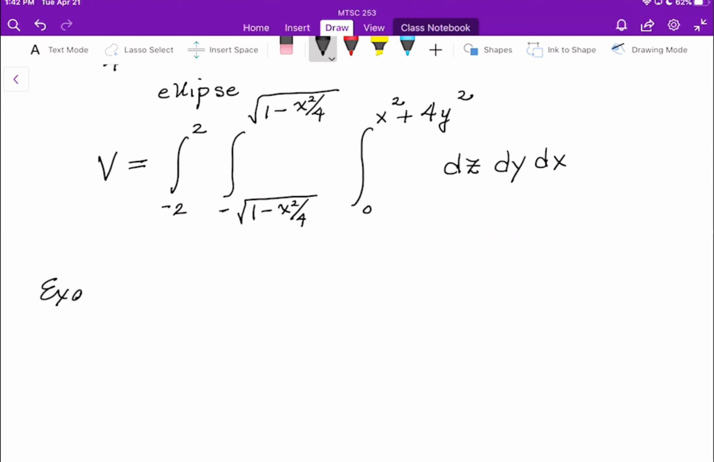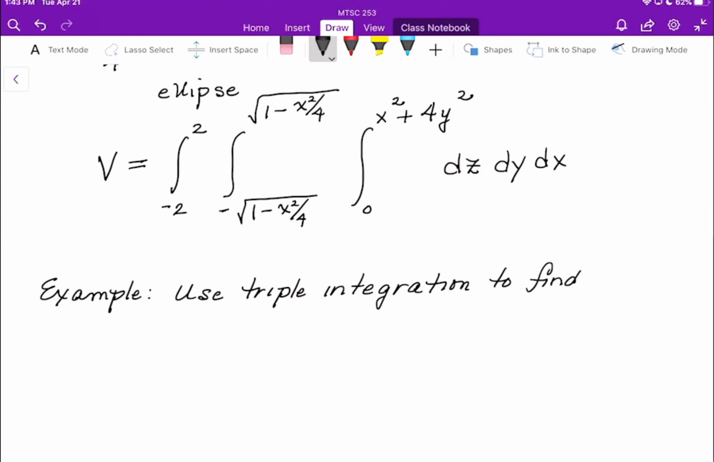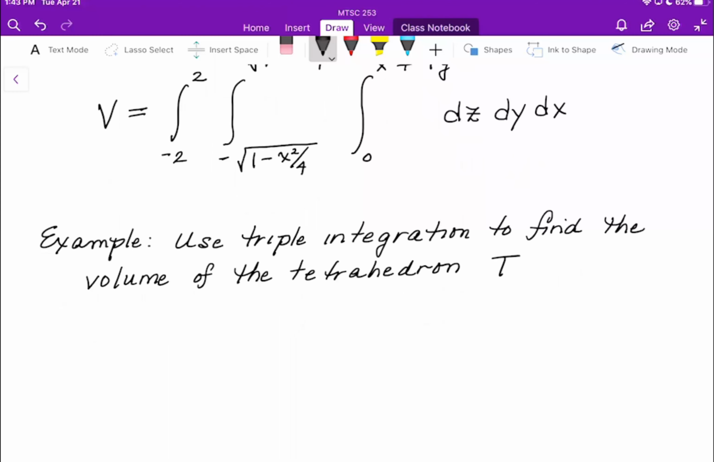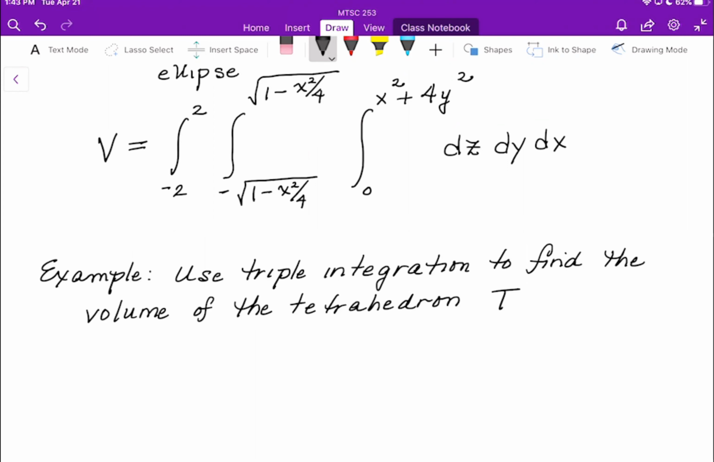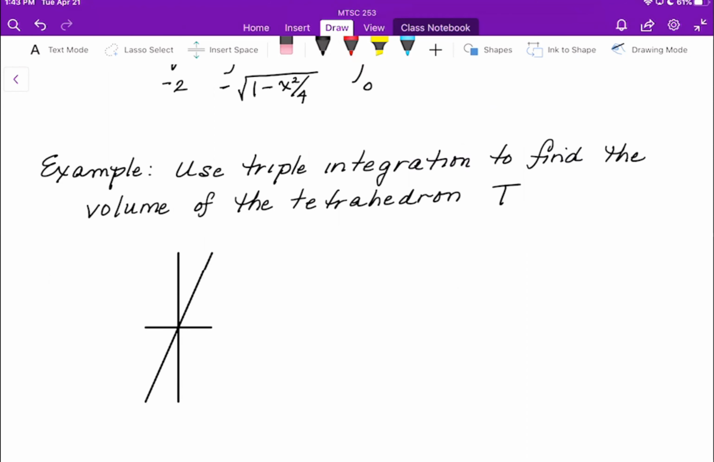Next example is to use triple integration to find the volume of the tetrahedron T. And so I have to draw T.